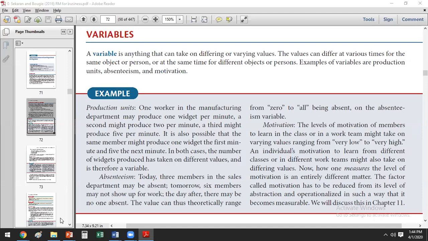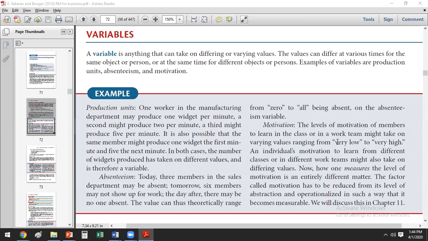Let me explain this as well. Look at absenteeism. Today 3 members in the sales department may be absent. Tomorrow 6 members may not show up for work. The day after there may be no one absent. The value can thus theoretically range from 0 to all being absent on the absenteeism variable.